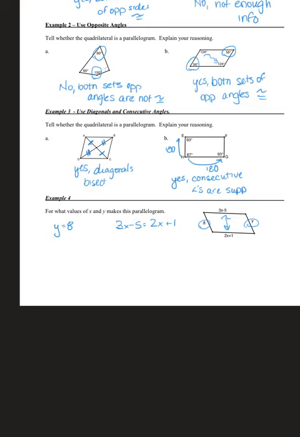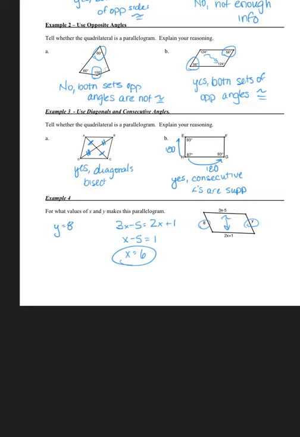All right, so we're going to subtract 2x from both sides. So we just get x minus 5 equals 1. And then we're going to add 5. So we get x equals 6. So for this to be a parallelogram, y would have to be 8 and x would have to be 6 because opposite sides have to be congruent.